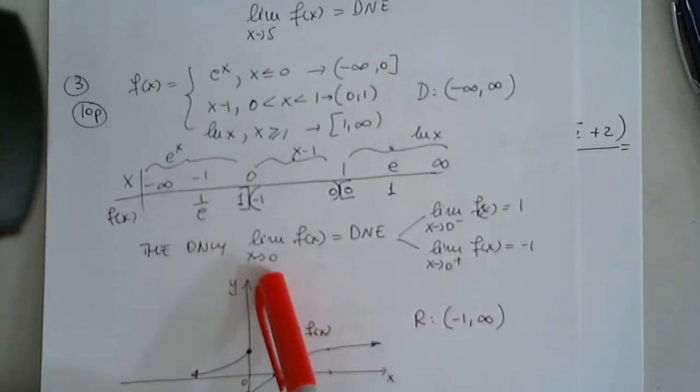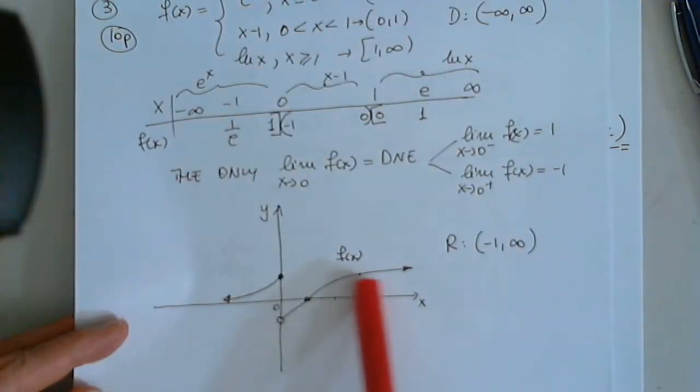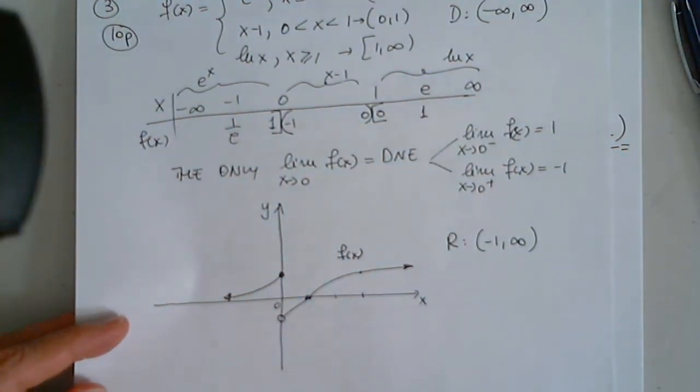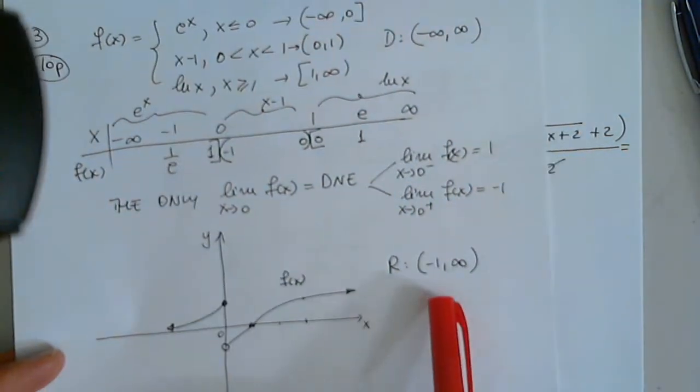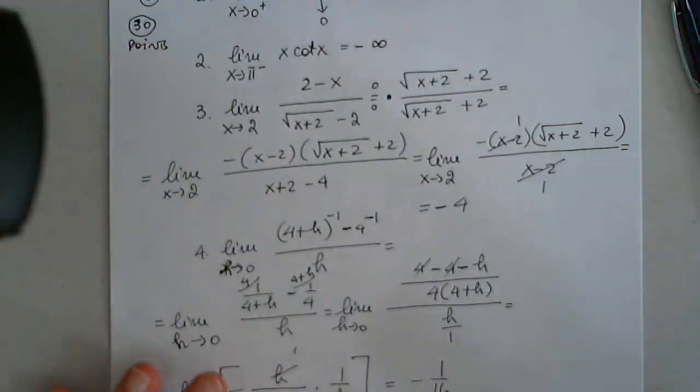Therefore, the limit from either side at 0 is D and E. Everywhere else, the function has a limit from either side except at 0. And the range is from -1 to infinity.